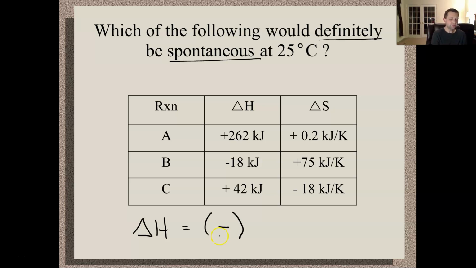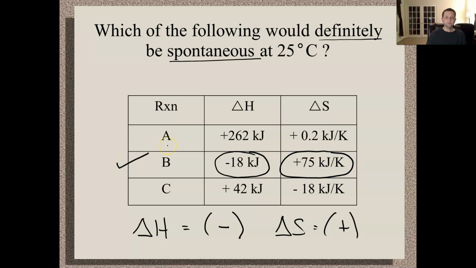So you want your delta H value to be negative for a thermodynamically favorable enthalpy. You want your delta S to be positive because you want disorder, right? A positive value is more disorder. You want a delta S value to be positive for a thermodynamically favorable process in terms of the entropy of that substance. So if you look at the list up here, reaction A, B, and C, we want to find one of them with a negative delta H. Looks like we have that right here. With a positive delta S. Looks like we have that right here. So letter B is the answer. That one will definitely be spontaneous at 25 Celsius.